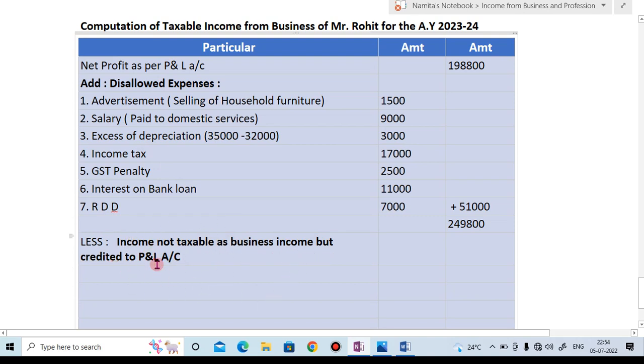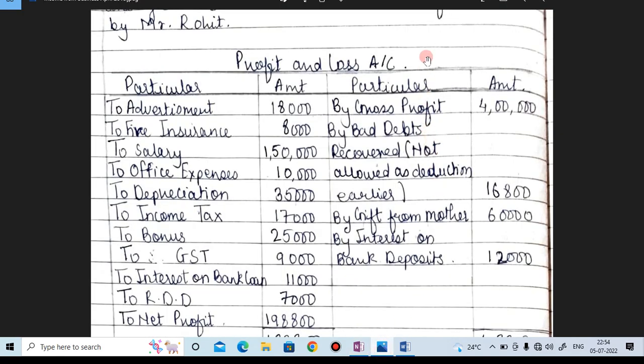Now from where will we get this type of income? We will get this income from the credit side of the profit and loss account. So we have to identify the income which is not related to the business but still shown in the profit and loss account. Now see here, by gross profit 4 lakh. Gross profit is related to the business income.